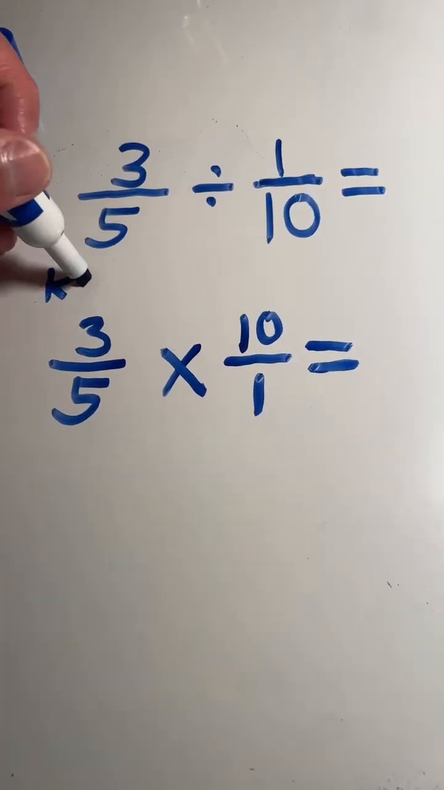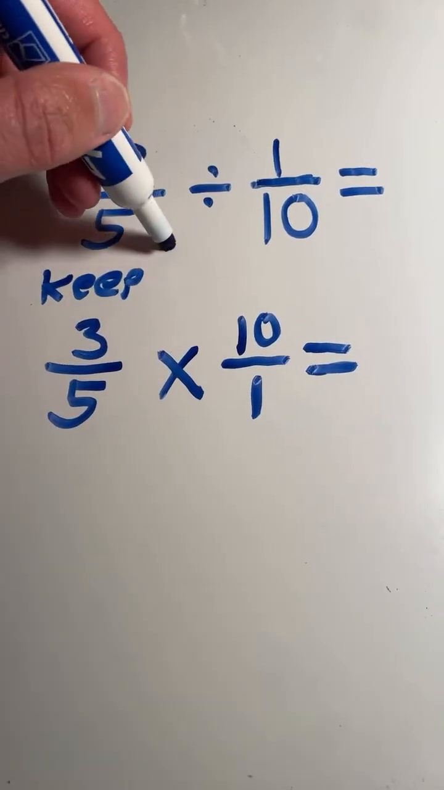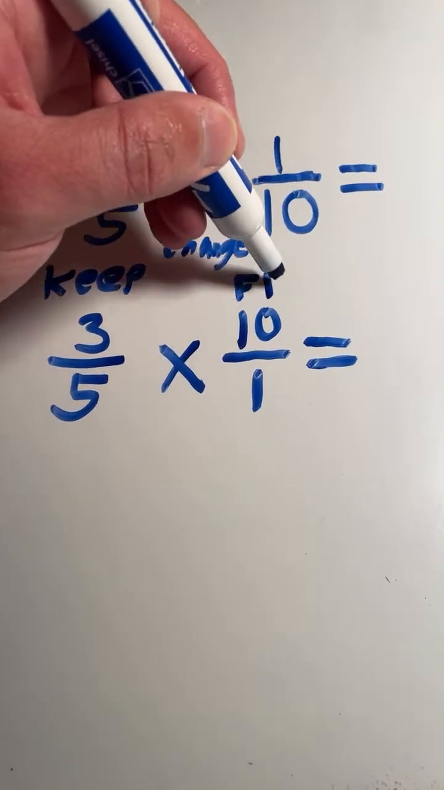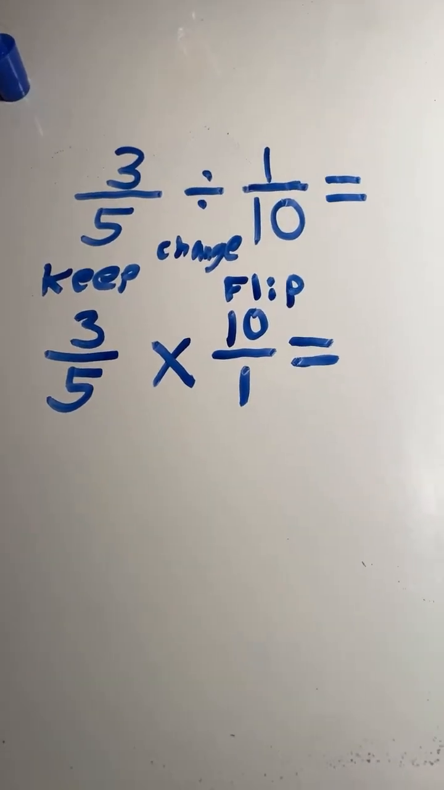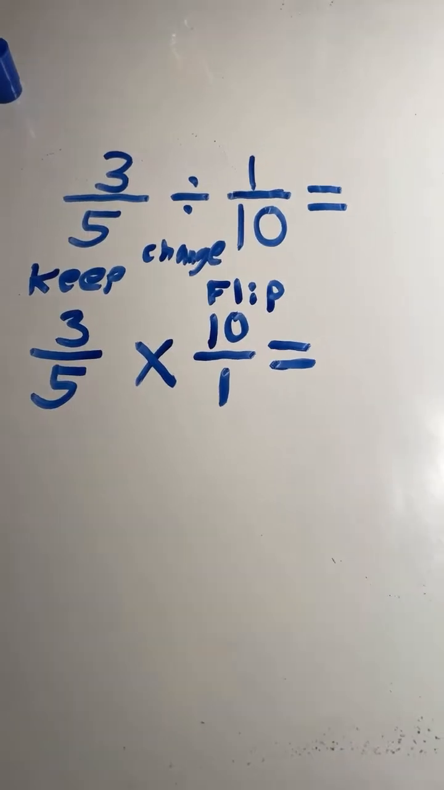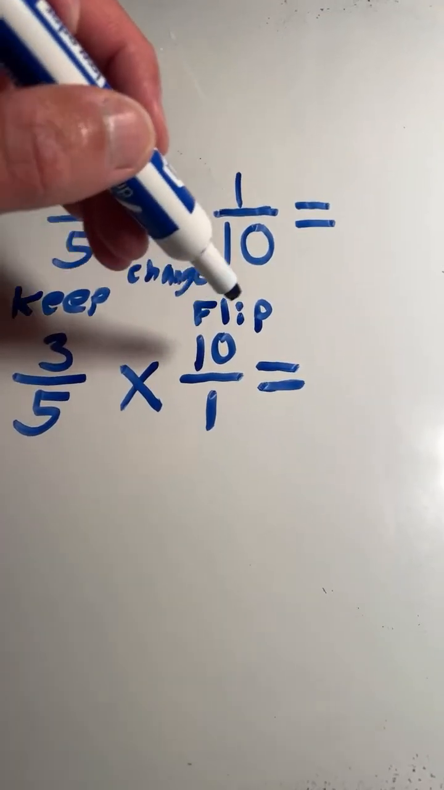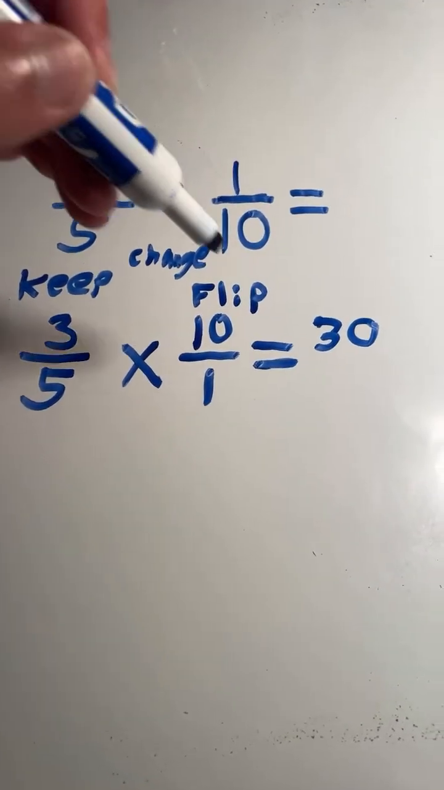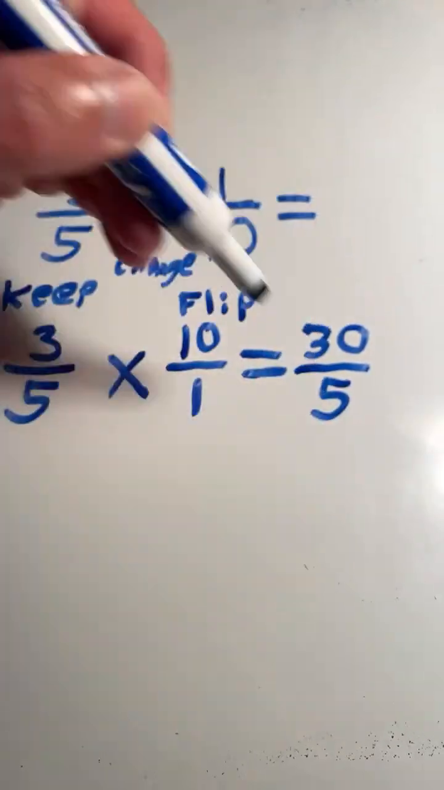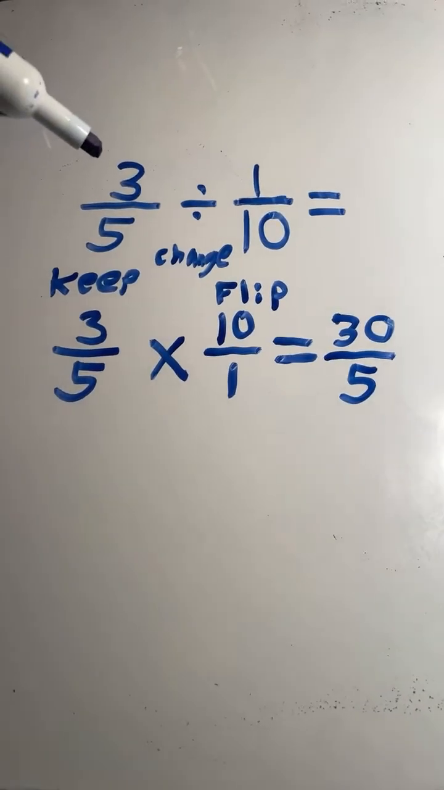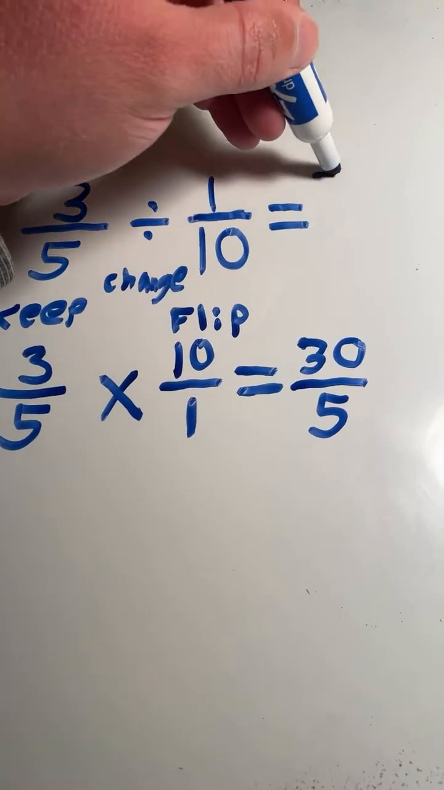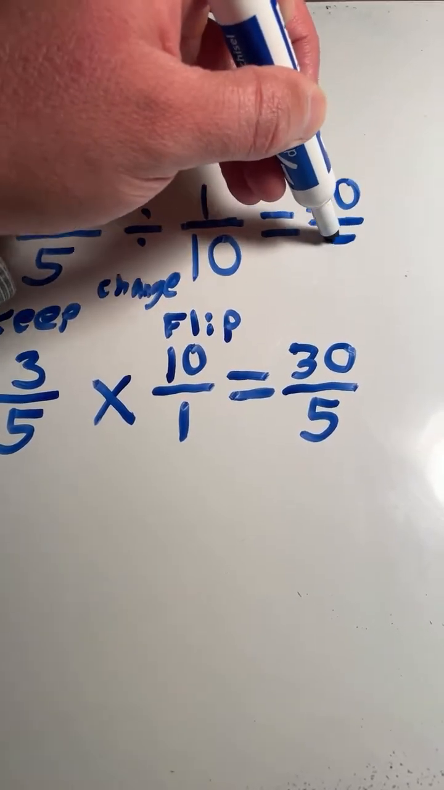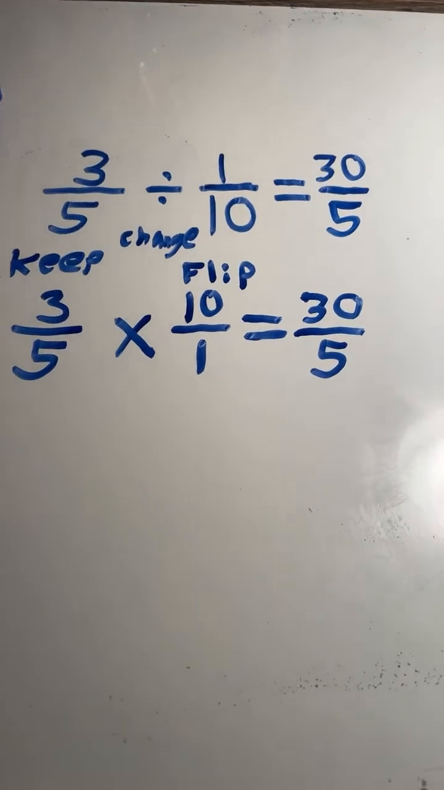So again, it's keep, change, flip. So now we're ready to multiply. 3 times 10 equals 30. 5 times 1 equals 5. So our answer is 3/5. That's not our final answer because 3/5 can be reduced to lowest terms.